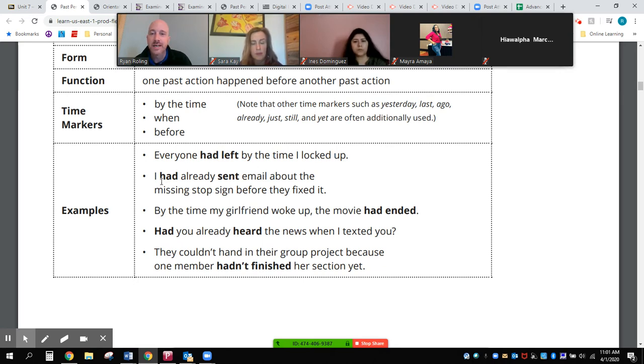Here's another example. I had already sent email about the missing stop sign before they fixed it. Here's my time marker, before. And after that, simple past. So the first thing that happened, I sent an email and then they fixed it.